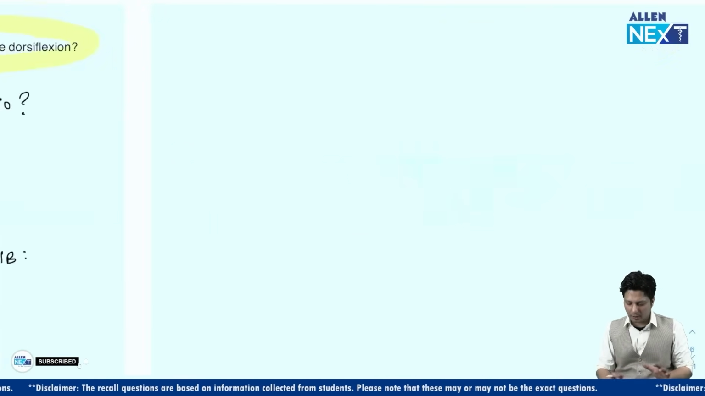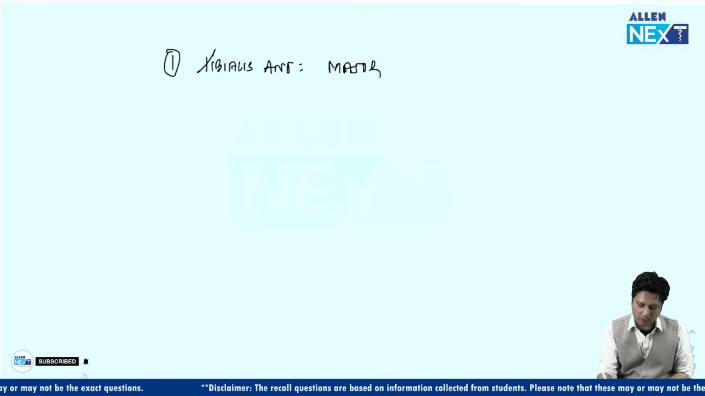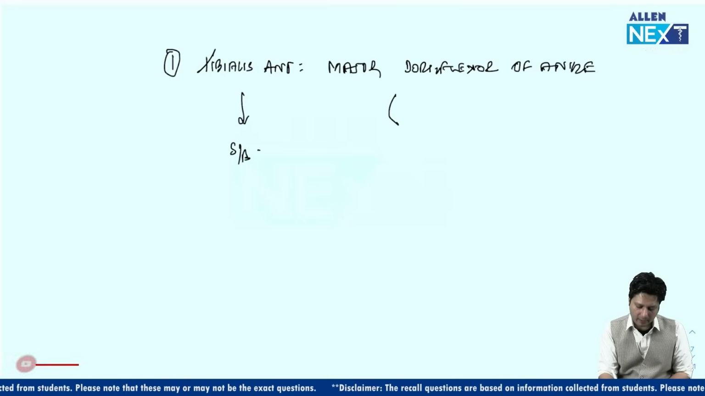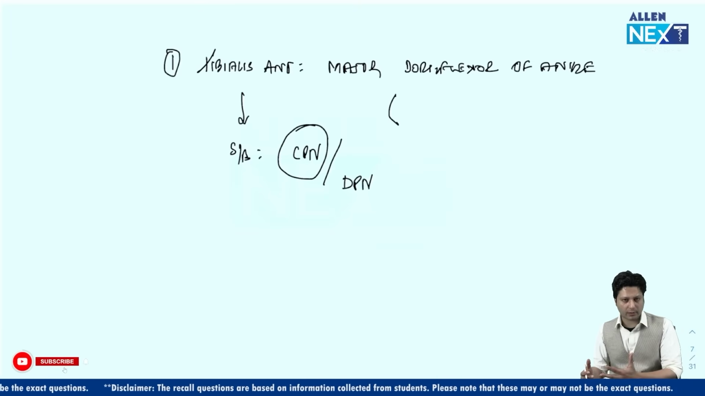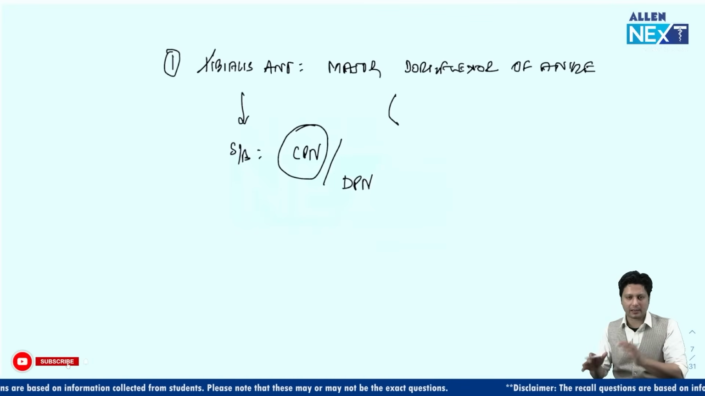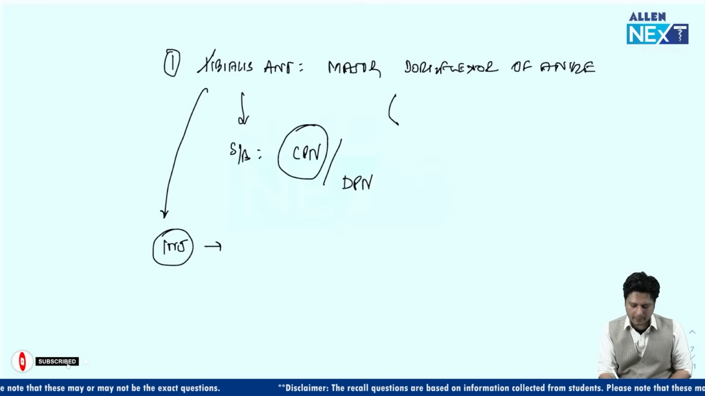So everything you came to know about this topic: the first point was that the tibialis anterior is the major dorsiflexor of the ankle. This tibialis anterior is supplied by the common peroneal nerve or the deep peroneal nerve. But preference has to be given to the common peroneal nerve, because even with a variation, the tibialis anterior is going to be paralyzed if there is an injury to the common peroneal nerve. So if there is an injury to this muscle, what will it lead to?